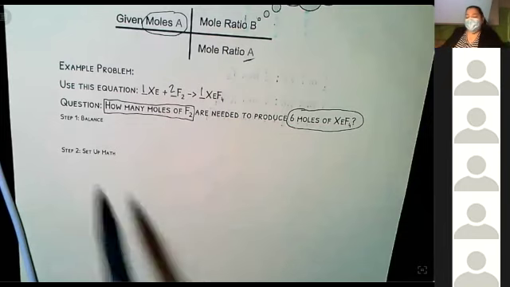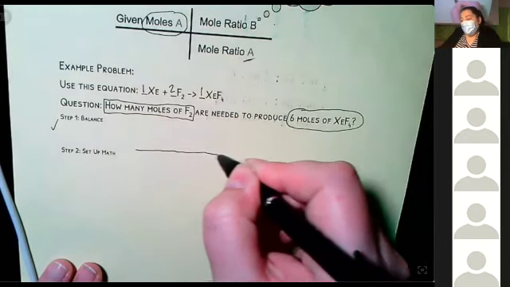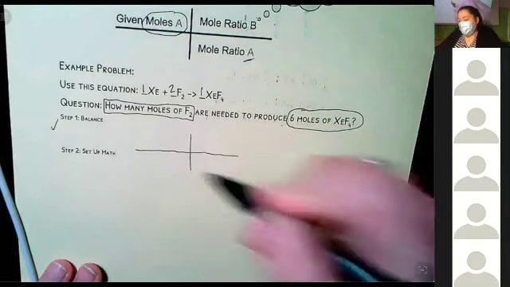So here's how we're going to do this. We already balanced the equation, so that's great. And we're going to set it up just like our little sample setup right there, okay?